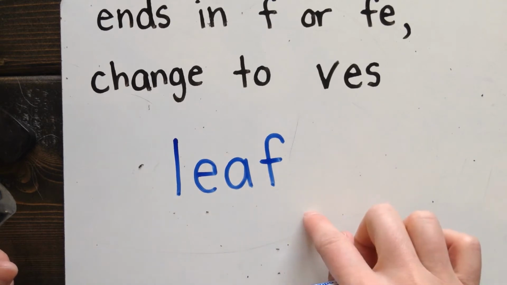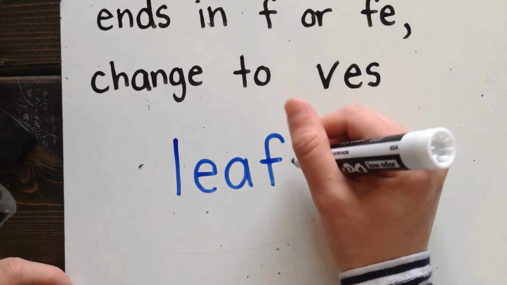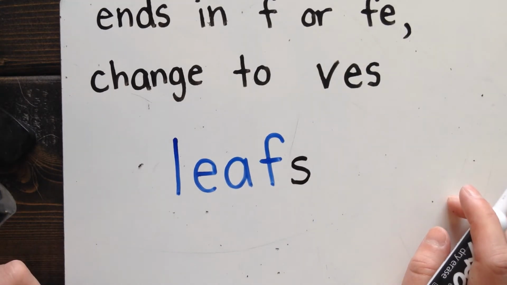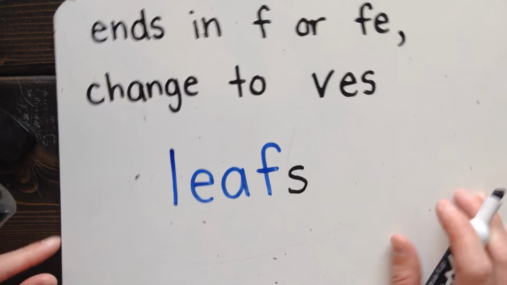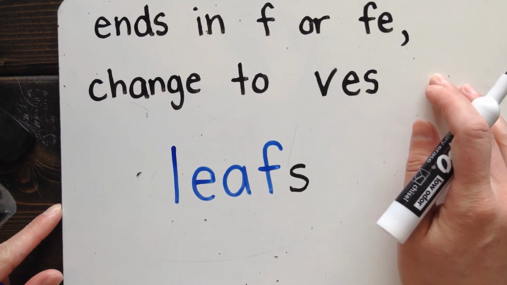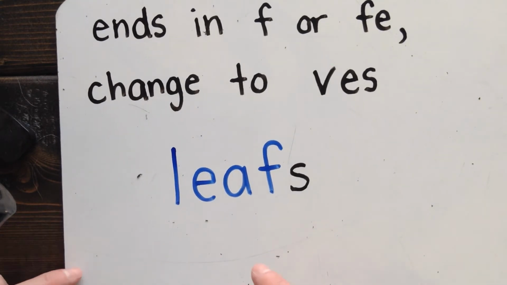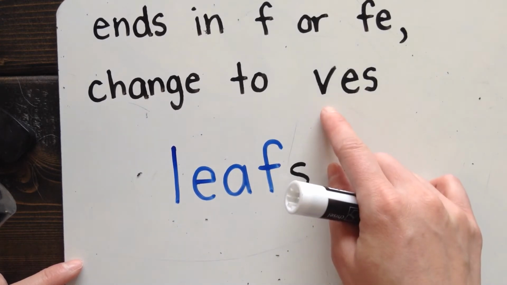There's just one leaf. Now, if there are many, you don't say leaf. There are many leaves on the ground. It doesn't sound right. And so this is where that point comes in. You don't need to necessarily memorize these rules. Pay attention to what sounds right. There are many leaves on the ground. When I say leaves, I can hear a V.